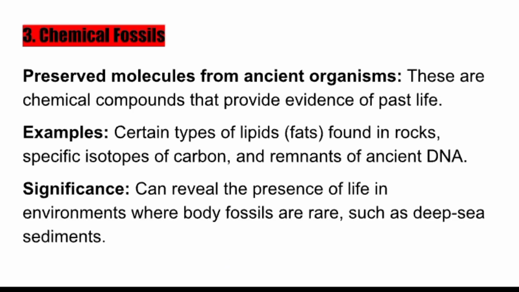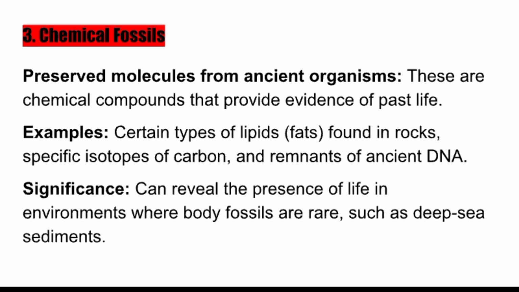The third type is the chemical fossils. Chemical fossils are preserved molecules from ancient organisms. So these are chemical molecules or chemical compounds that are preserved over time. They provide evidence of past life. So chemical fossils are chemical compounds that are preserved over time, and they give information about the past life. There are certain examples of chemical fossils such as lipids, fats.